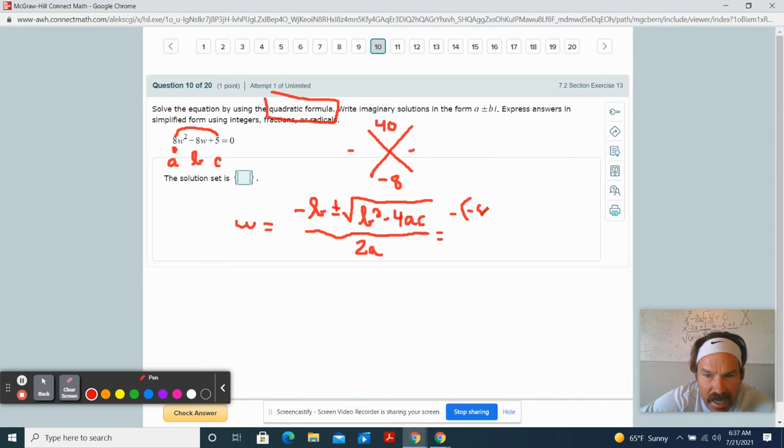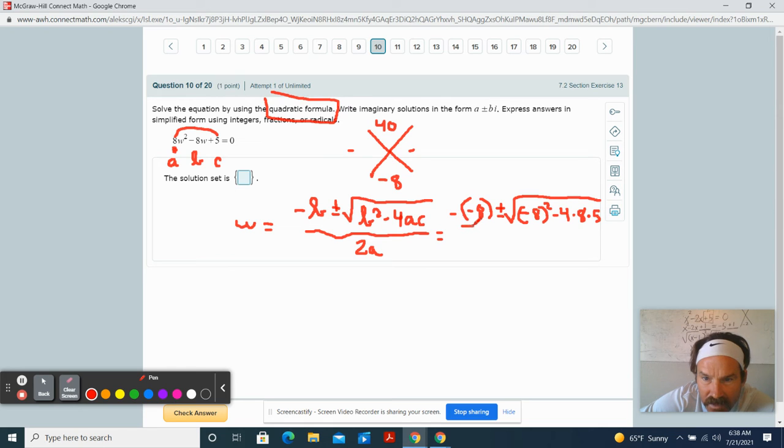-8. We will change that negative into a positive, but I want to make sure you understand why it's going to be a positive 8. Plus or minus, big long square root sign. Make sure you extend that line for that square root sign. Then it says b squared. Well, b is -8, so it's (-8) squared, minus 4 times a, which is 8, times c, which is 5.